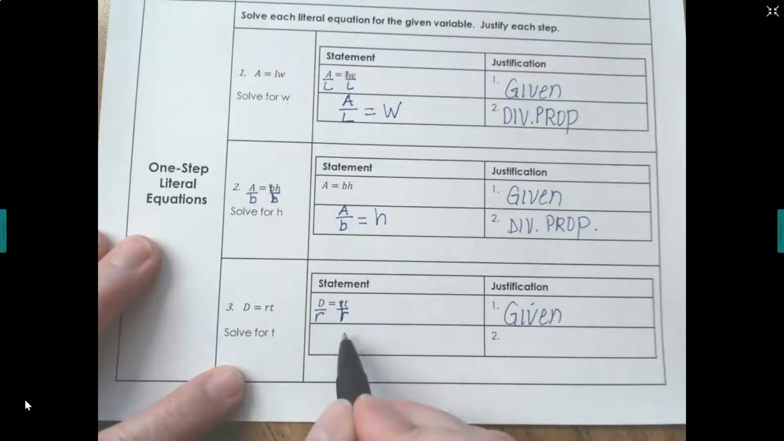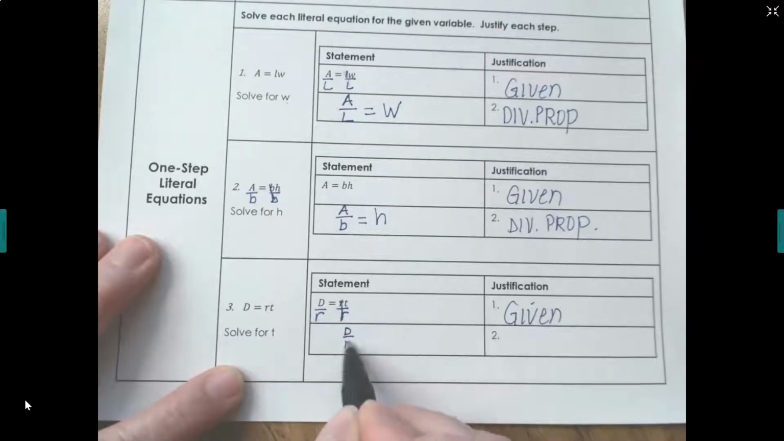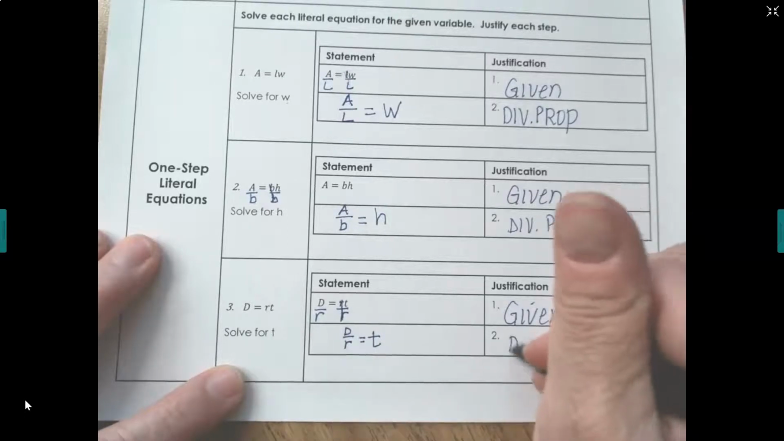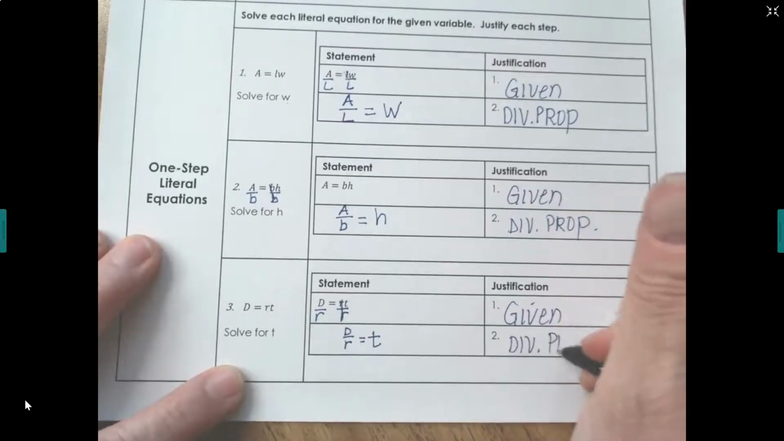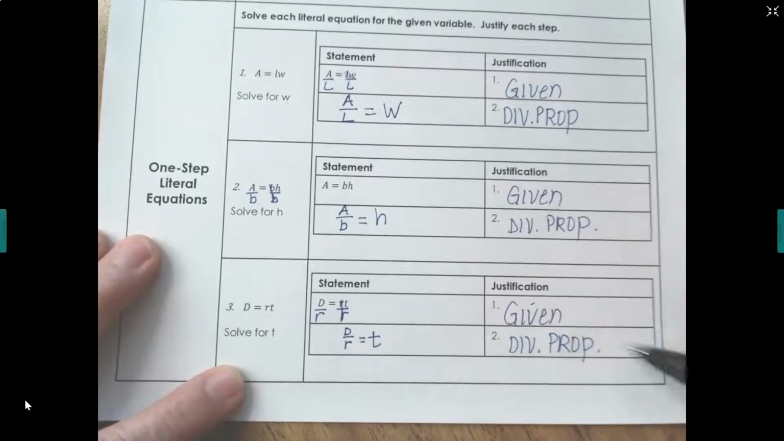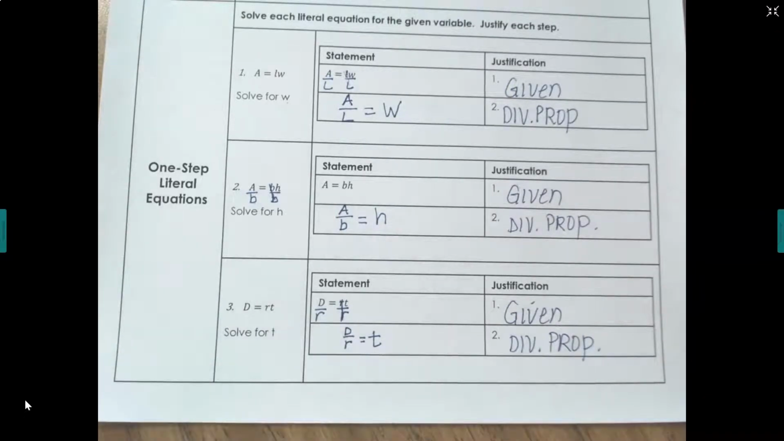D and r are not like terms, so we're going to leave them separate. D divided by r equals, well, the r's cancel to 1 on that side, leaving just the t. And the reason we're allowed to do that is our division property. Okay, so the division property is not the only thing that can be used. Let's flip this over and try some of these on the back side.